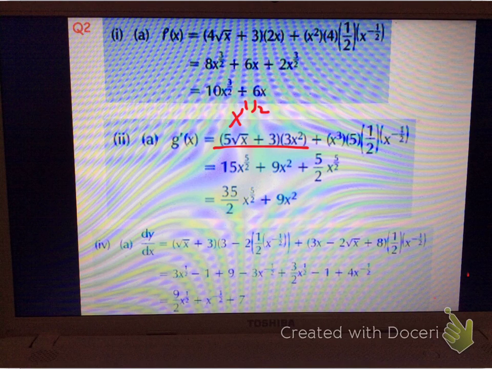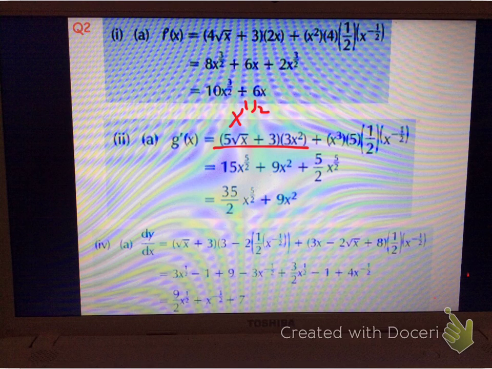So when you multiply x to the power of a half by the x squared outside the bracket, remember you're adding the two indices. 2 plus a half is 2.5, or as a top-heavy fraction, it's 5 over 2. So that's how they're getting 15x to the power of 5 over 2 plus 9x squared. And then your right-hand side simplifies down to 5 over 2 times x to the power of 5 over 2 as well. Just watch your rules of indices.